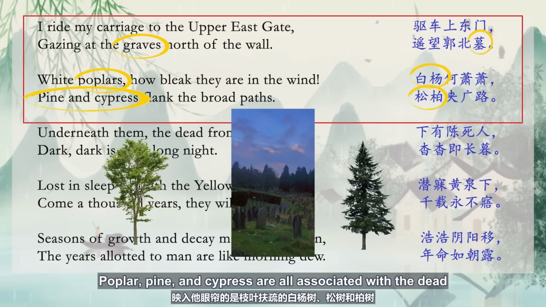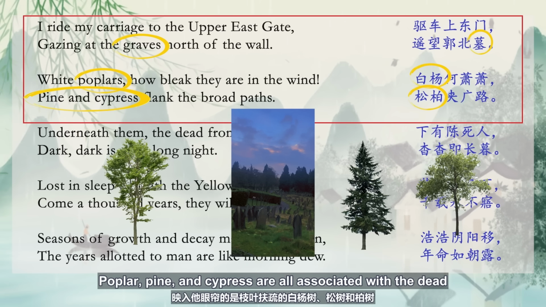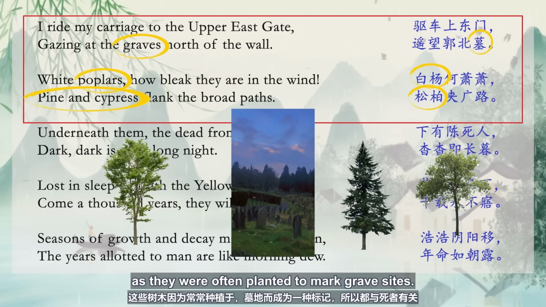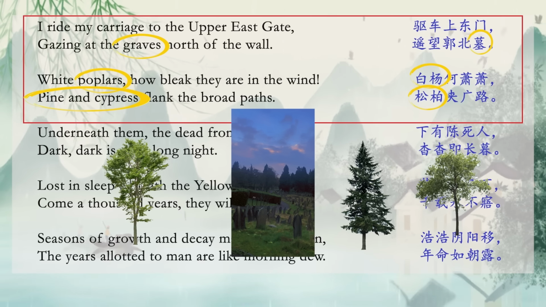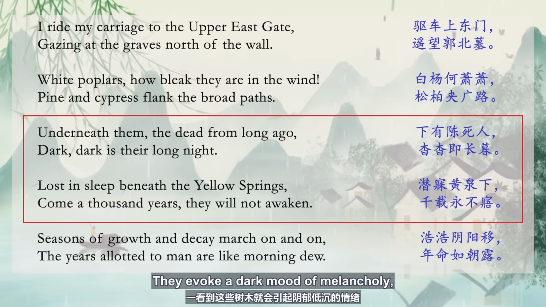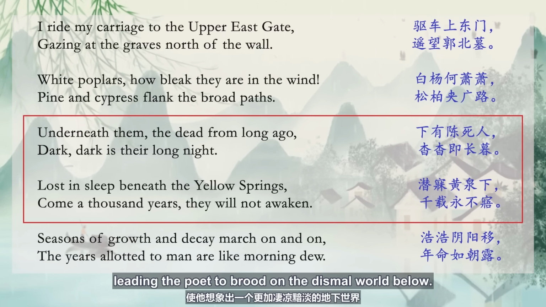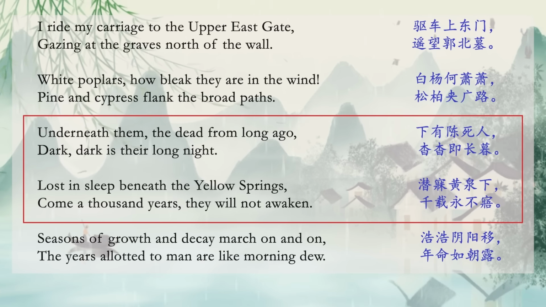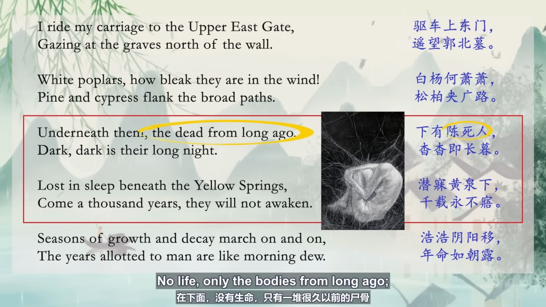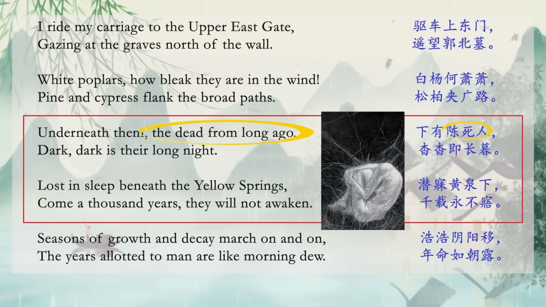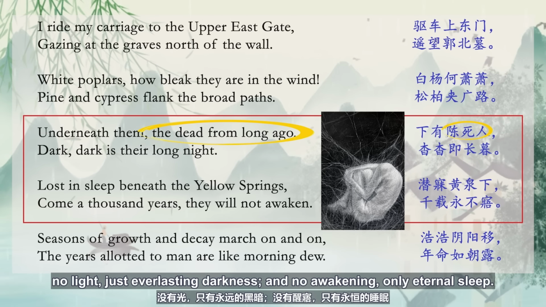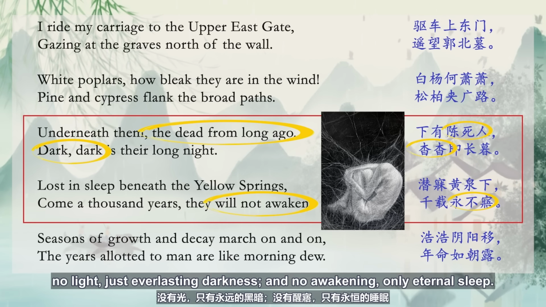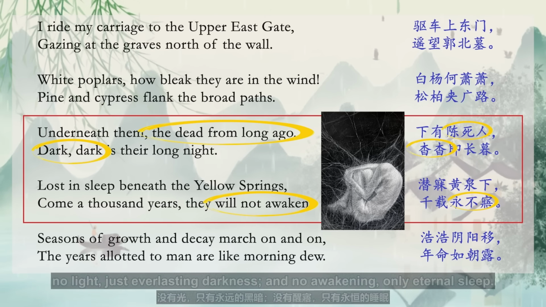Poplar, pine, and cypress are all associated with the dead, as they were often planted to mark gravesites. They evoke a dark mood of melancholy, leading the poet to brood over the dismal world below. No life, only bodies from long ago. No light, just everlasting darkness. No awakening, only eternal sleep.